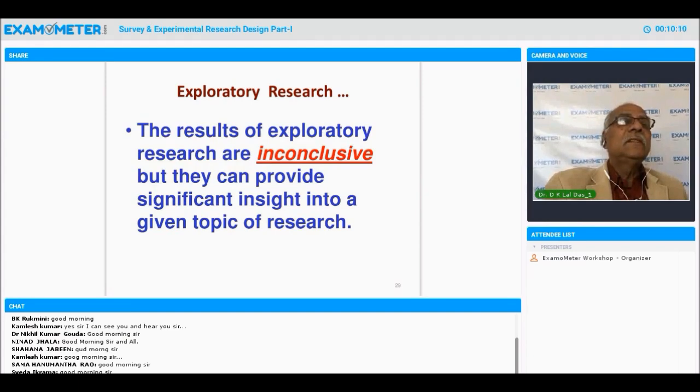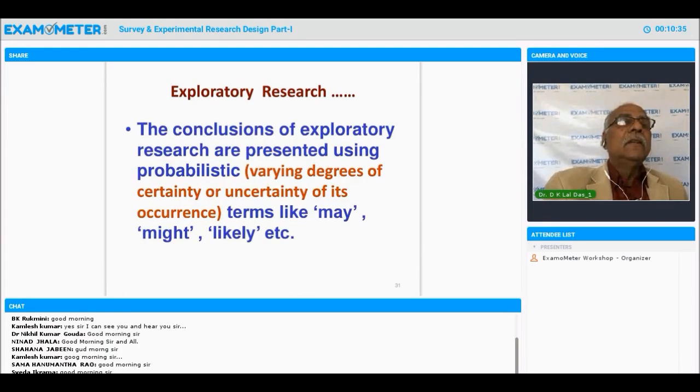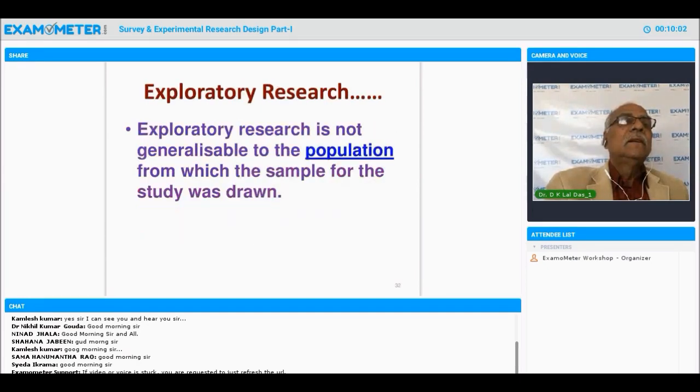The results of exploratory research are inconclusive, but they can provide significant insight into a given topic of research. The conclusions of exploratory research are presented using probabilistic terms like may, might, likely, etc. Exploratory research is not generalizable to the population from which the sample for the study was drawn.